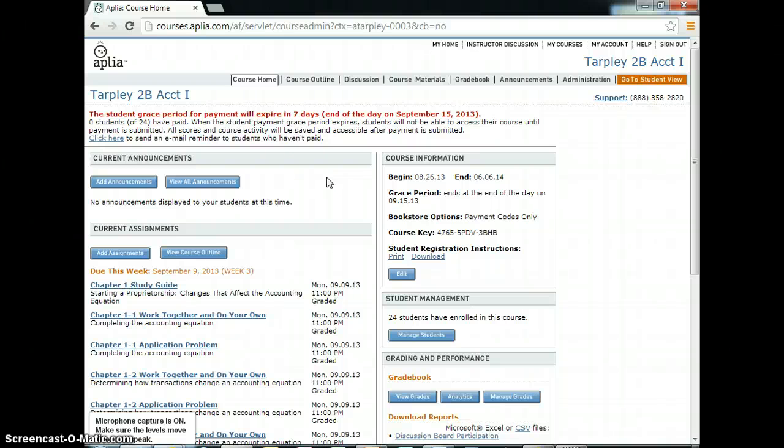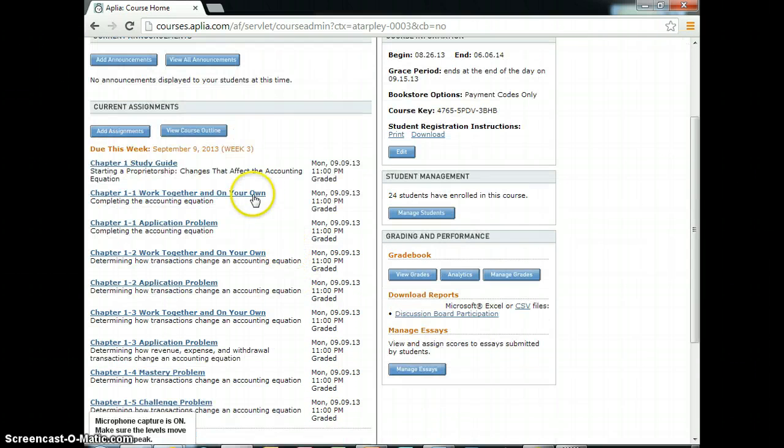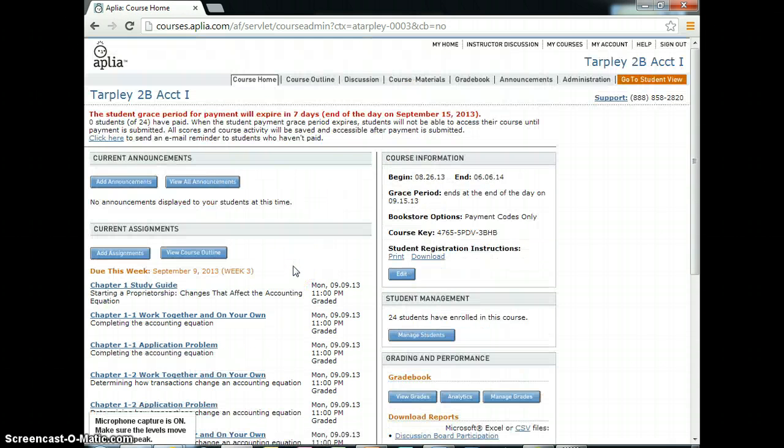And I'm back. Okay, so what you're going to need to do in Aplia is we are going to work on two of the work-togethers, work together 1 and work together 2 on our own, and then you're going to complete the application problems 1 and 2 on your own as well. Now, before we start that, I suggest you do this.